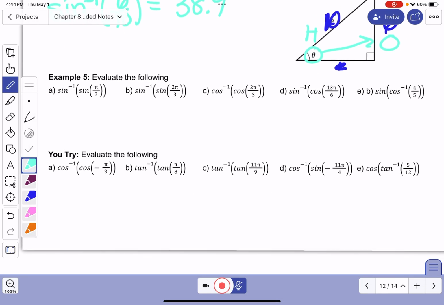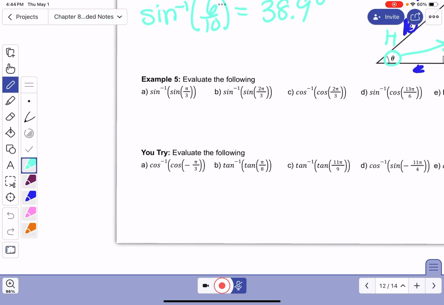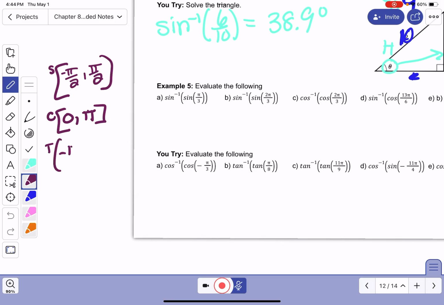All right. So last thing for this section. So notice here we have an inverse and the same. So inverse and regular, sometimes they're the same, sometimes they're different. What we're going to do is use those same ranges as before, those same domains. So sine was negative pi over 2 to pi over 2. Cosine was 0 to pi. And tan was negative pi over 2 to pi over 2.